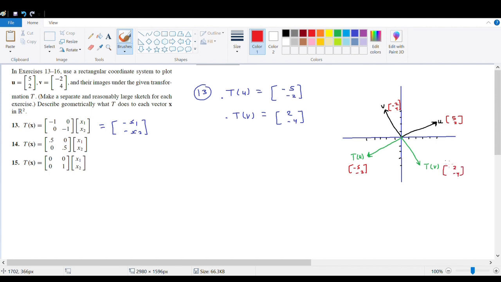So now we see that after the transformation from u to T of u and from v to T of v, this is just a reflection through the origin.